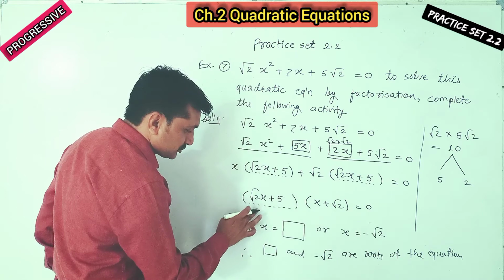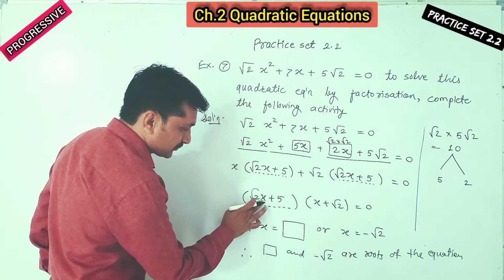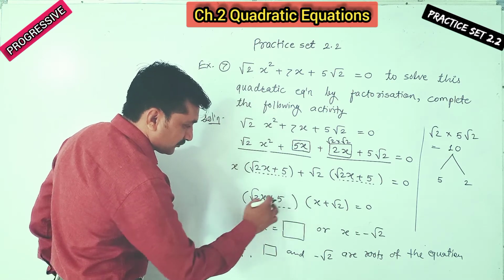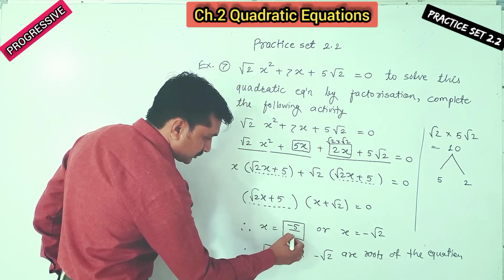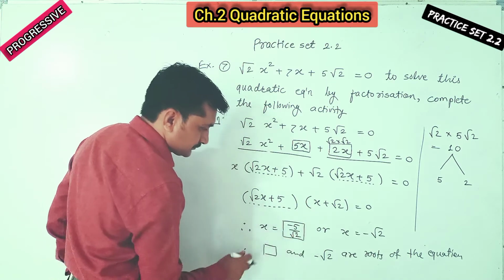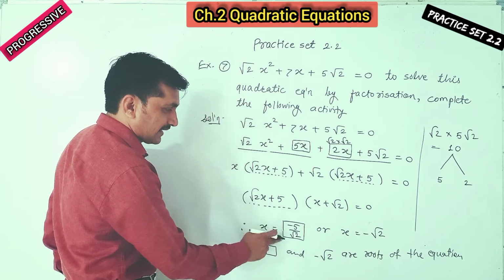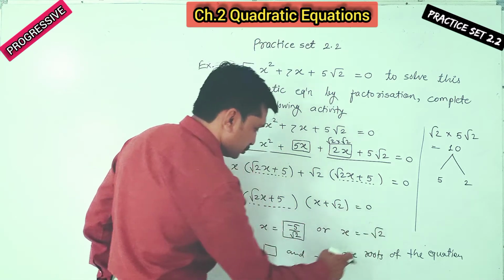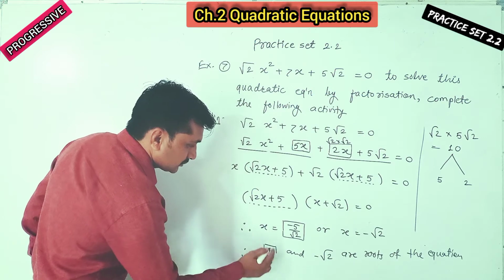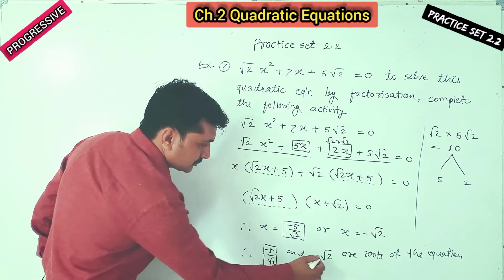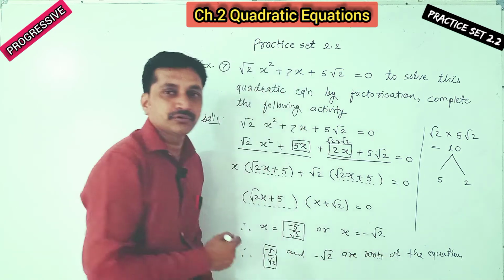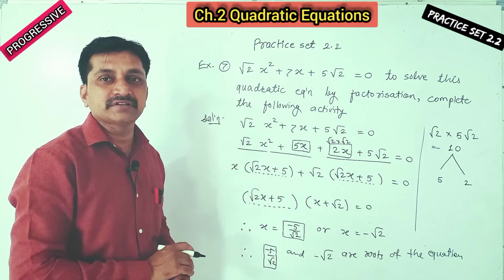Now after separation, to get the value of x, minus 5 will go there, and root 2 will divide upon root 2. It is the value of x, and here it is already given as root 2. Therefore what is the answer here? Minus 5 upon root 2 and minus root 2 are the roots of the equation. It is an activity based example.